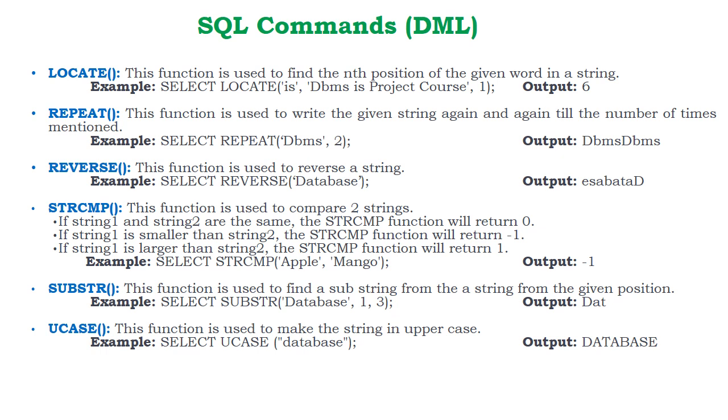Next one is SUBSTR. If you want to display only a portion of the string, then we can do it using SUBSTR. For example, the input is database, 1, 3. So the starting value is 1 and the ending is 3. Then the result is DAT. Next one is the UPPER function. This function is used to make the string uppercase. For example, if you type the word in small letters, then it will convert it into capitals.